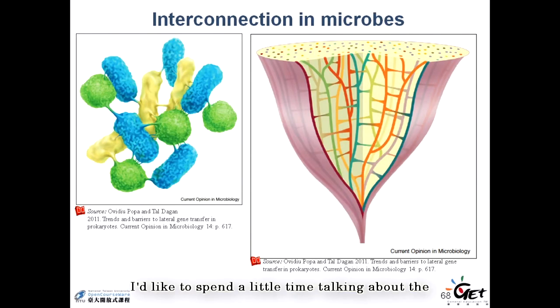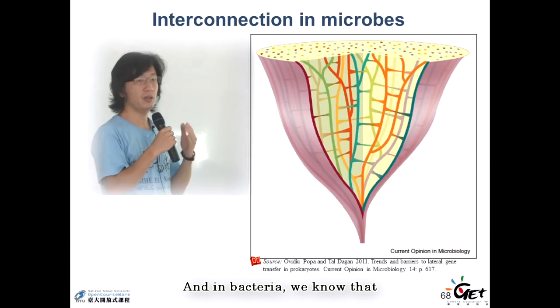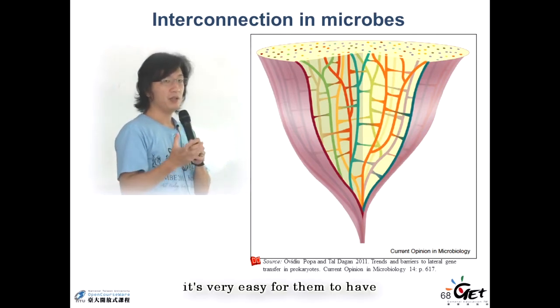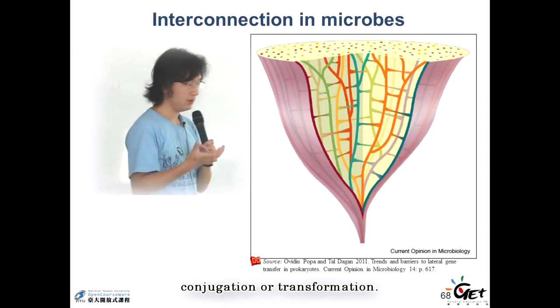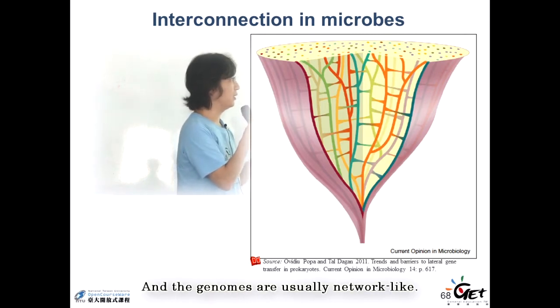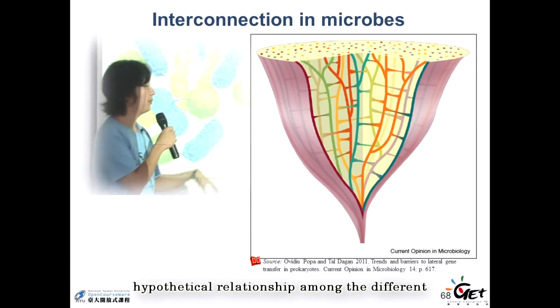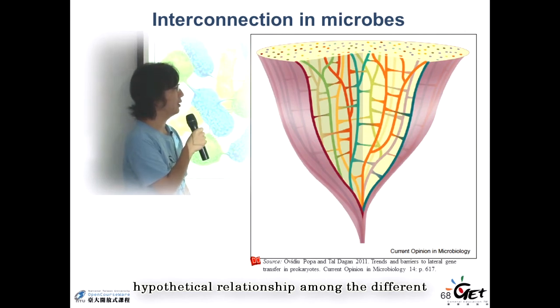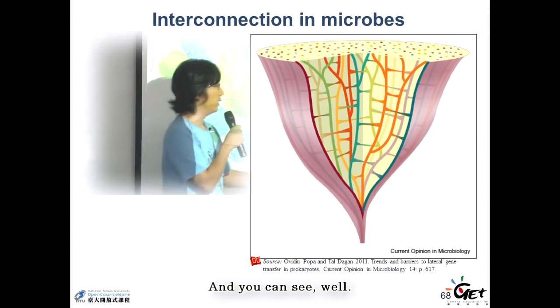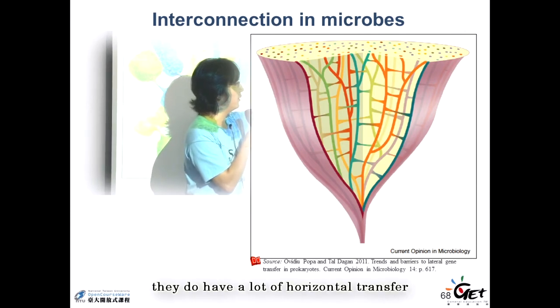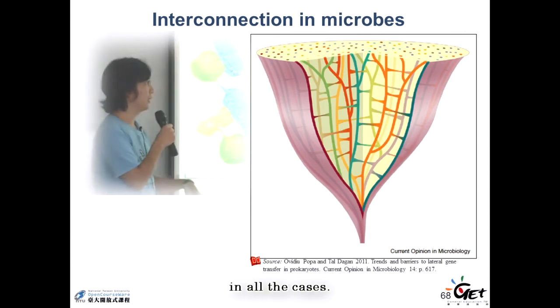I'd like to spend a little time talking about the microbes and give you some new ideas about what people have been dealing with regarding HGT in bacteria. In bacteria, we know that it's very easy for them to have conjugation or transformation, and the genomes are usually network-like. So this is the hypothetical relationship among the different microbial genomes. And you can see they do have a lot of horizontal transfer in all the cases.